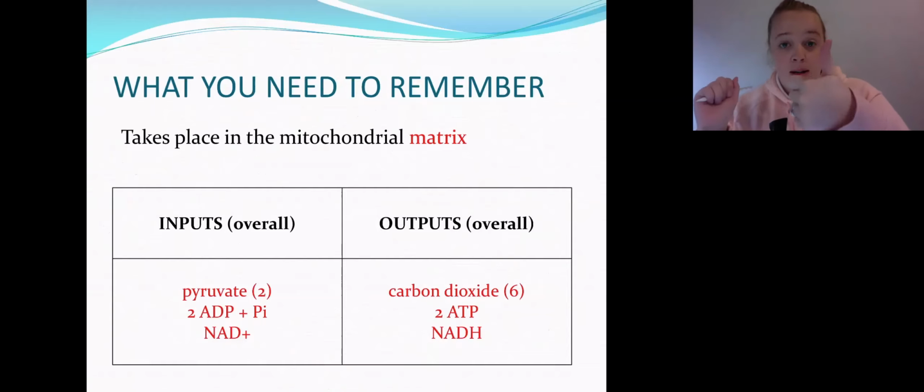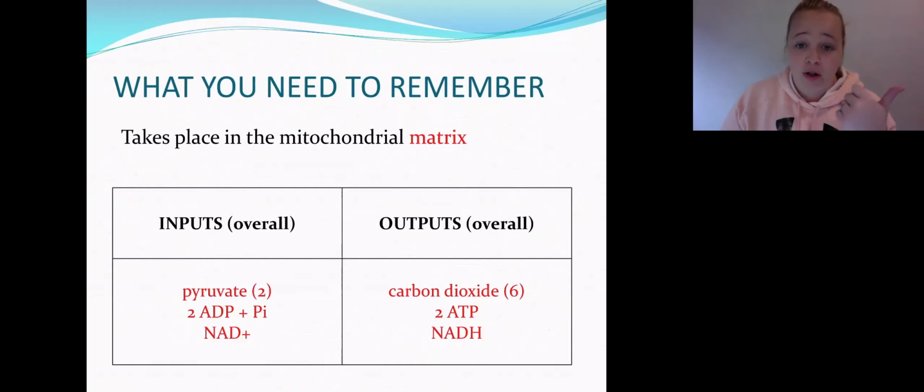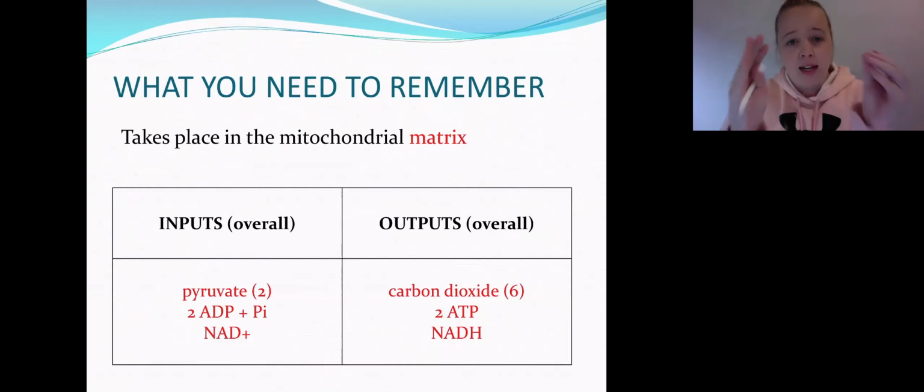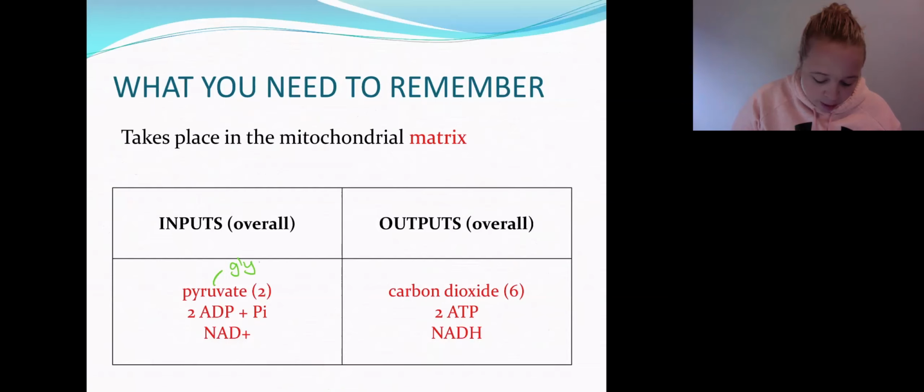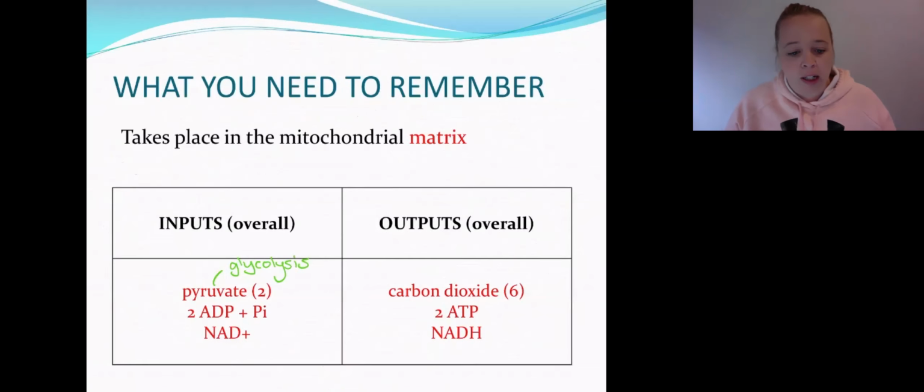You must remember it happens in the mitochondrial matrix. Okay, so I'd highlight this part in my notes. You must remember what goes in and what comes out of each section. So what we put in was the pyruvate. Where did the pyruvate come from? The pyruvate has come from glycolysis. Okay, what do we get out as a result of that? We get carbon dioxide out.